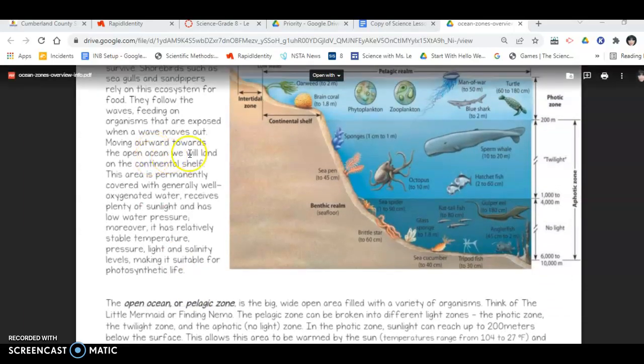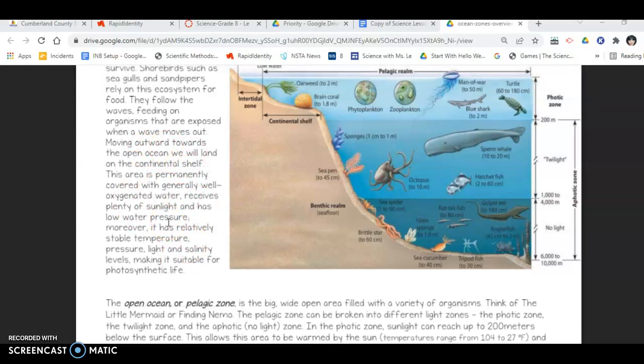Okay, so let's analyze that just a little bit. I told you that one of your learning goals is that you have to be able to tell me about how much sunlight, about the temperature changes, about the pressure in every zone of the ocean, along with the organisms that live in each one. Now, here's where we start that.